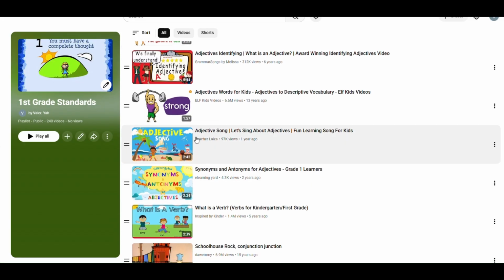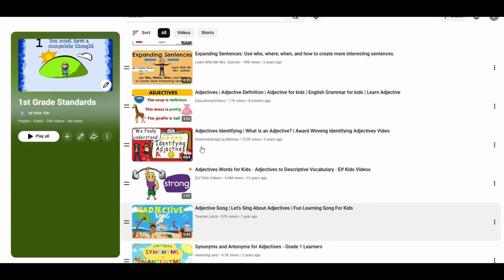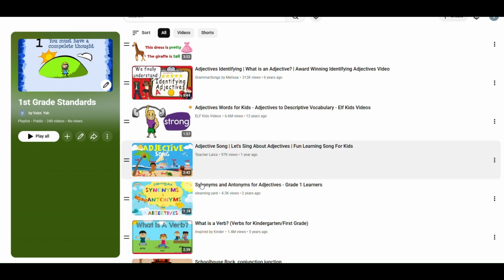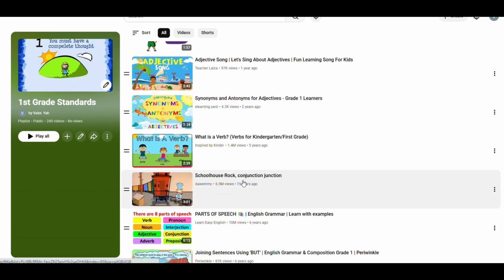Here's the adjective song. Songs can be used for ill or for well, and yeah, well, let's leave them for well in order to make sure that the children learn.